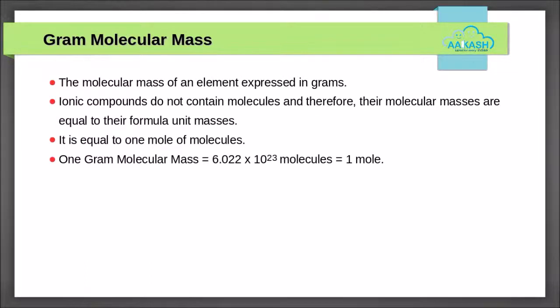Sodium has valency of +1 and chlorine has valency of -1. The molecular mass of a substance expressed in grams is the gram molecular mass. Ionic compounds do not contain molecules and therefore their molecular masses are equal to their formula unit masses. It is equal to 1 mole of molecules. 1 gram molecular mass is equal to 6.022 × 10^23 molecules, which is equal to 1 mole.